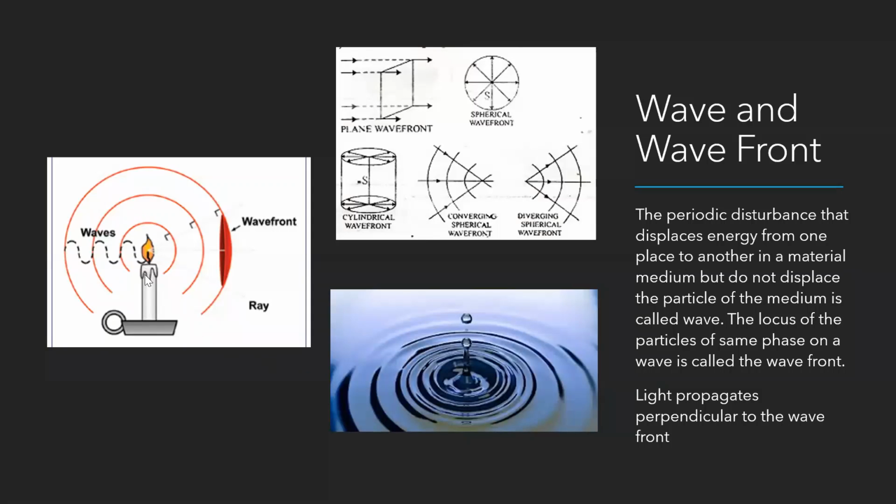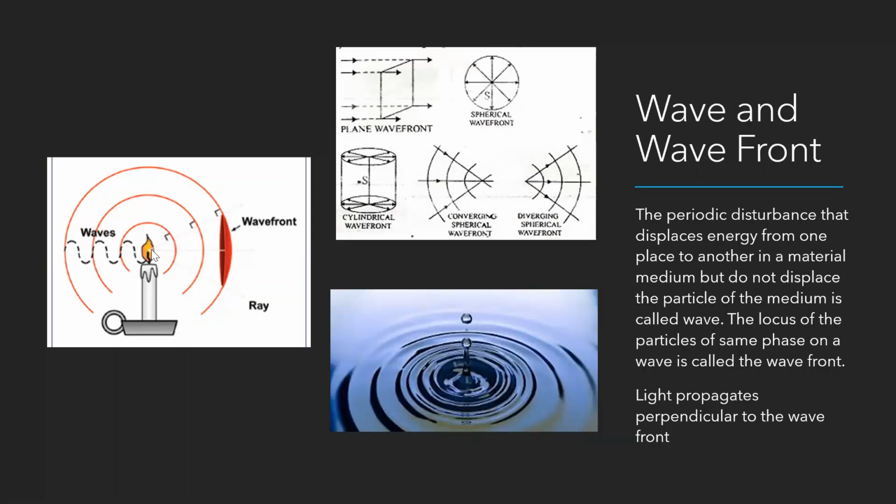Now here you can see a lighted candle. What kind of wave is produced by this lighted candle? Transverse. Yes, it's a transverse wave. What wave? This is a water wave? No, this is light waves. The candle produces light waves, which are transverse.